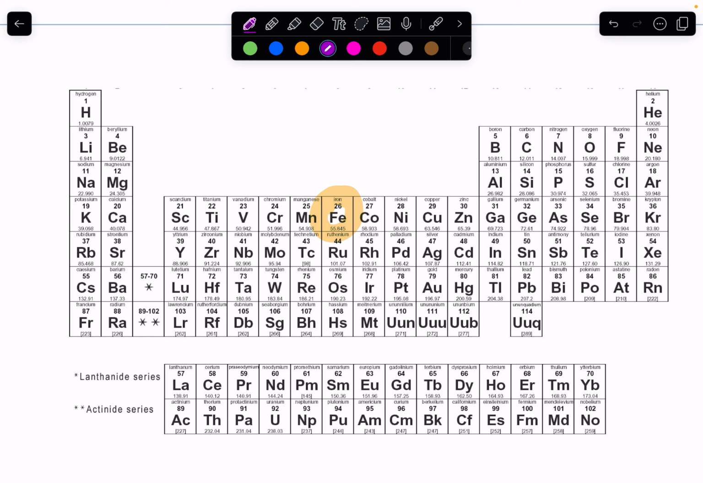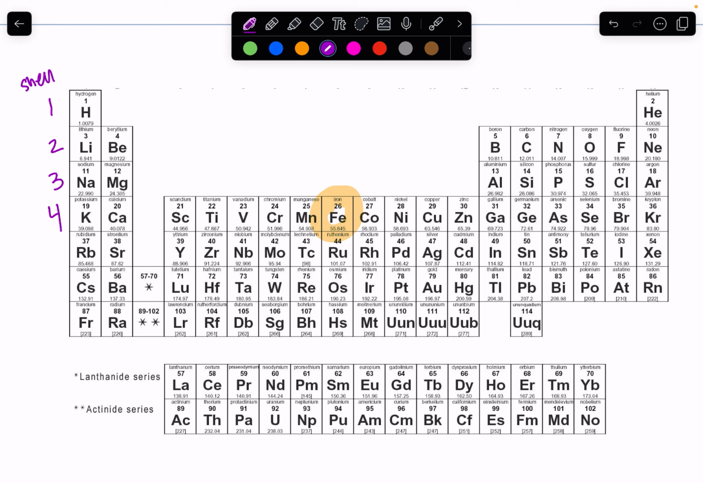So if you remember, for this class, we simplify our model to say that we have a shell of electrons for each row of the periodic table, or for each period. So this is our first shell, and then we've got our second shell, third shell, fourth shell, okay?